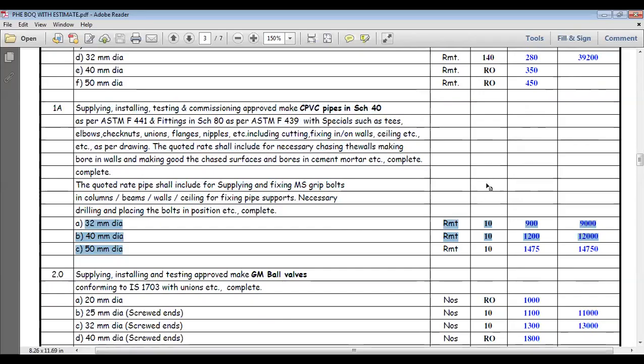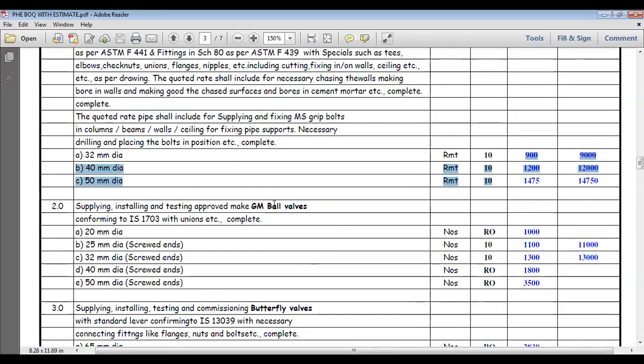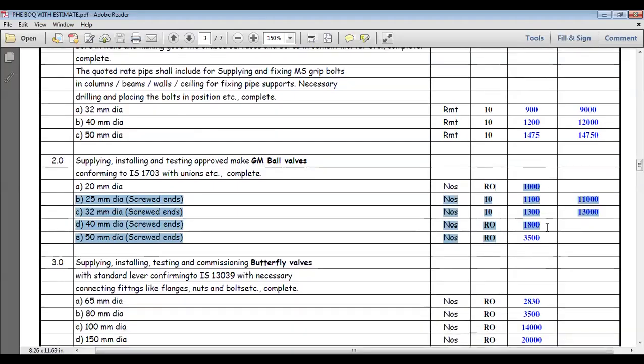And the supply, installation and testing of approved make ball valves. This is the ball valve. For the ball valve we are putting, conforming to IS 1702 with union etc., complete. It is starting from 20 mm to 50 mm. Ball valve is starting from 20 mm to 50 mm. All the ball valves are screw end only. 20 mm also screw end only, not flange end. So how many of them and all we have to put here. The rate also you have to put.